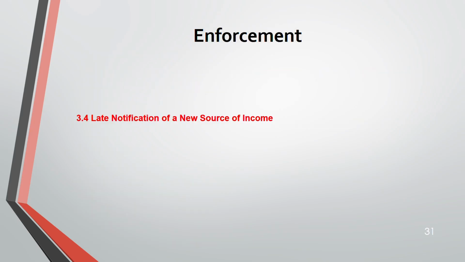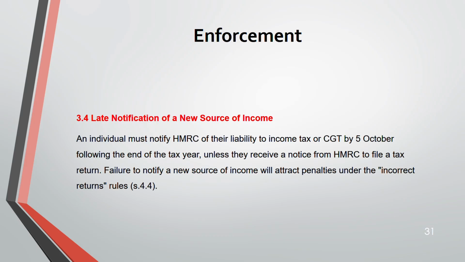Now, when you are late to notify a new source of income, so in this case, late to notify HMRC by which date? By 5 October following the end of the tax year. Then you will attract a penalty under the incorrect return rule. This will be covered in section 4.4. So whatever the penalty under the incorrect return rule, the same penalty for not notifying a new source of income, you will attract.